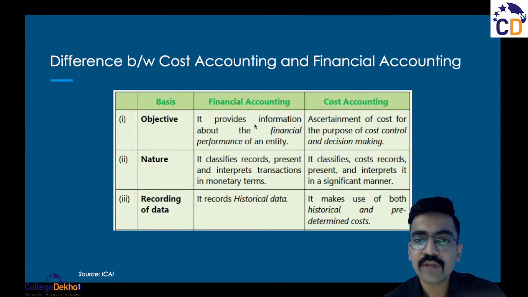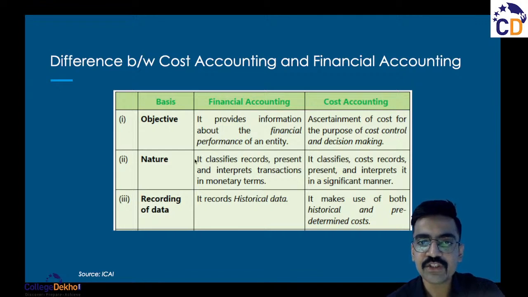So financial accounting provides information about the financial performance of an entity, while on the other hand, cost accounting is ascertainment of cost for the purpose of cost control and decision making, right? So again, this is much broader in perspective. This gives a much broader view compared to cost accounting.